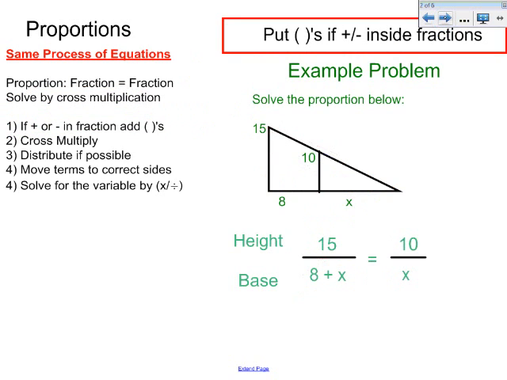So the first step is if you ever see any adding or subtracting, you've got to put them in parentheses in the fraction. So in this case, we'll put the parentheses around the 8 plus x. All right, now we can cross multiply.